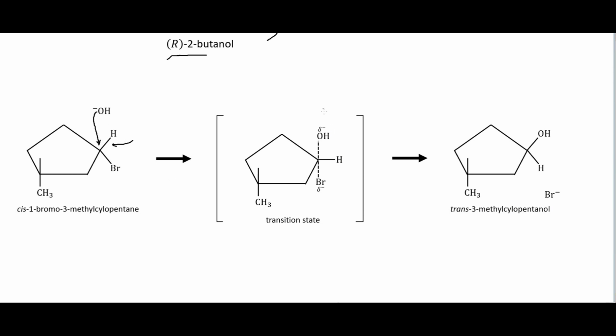We end up with this as our transition state. So this bromine is going to leave there. And so we get the inversion, where here we had this bromine pointed down. Now we have this higher priority one pointing up like that. And so we go from the cis-1-bromo-3-methylcyclopentane to the trans-3-methylcyclopentanol here. So we have that inversion going on.